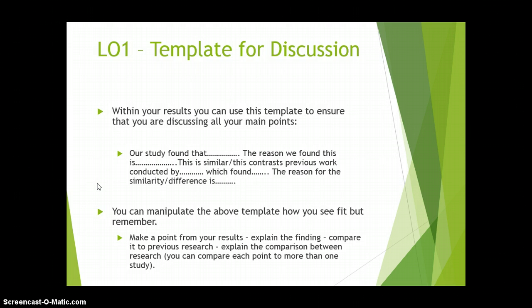So you start off by discussing your results. The first paragraph is your summary of results. The second paragraph is the main point, the main finding of your study. Okay, so your study found that, pop in your main point. Okay, you then explain that point. So the reason we found this is based on the theory that you've read previously. Okay, the physiological responses, the psychological responses, depend on what type of study you've done.